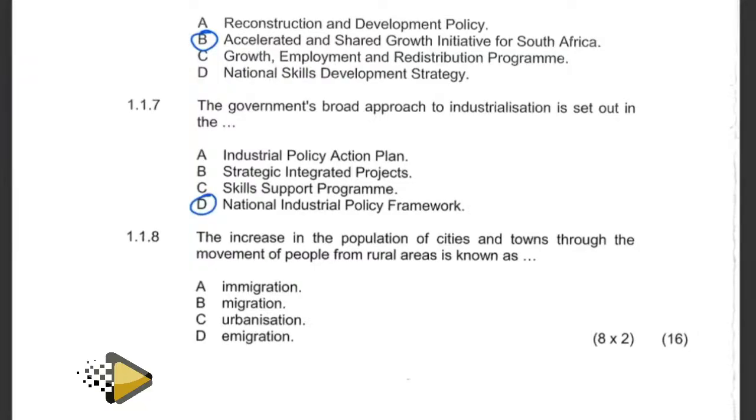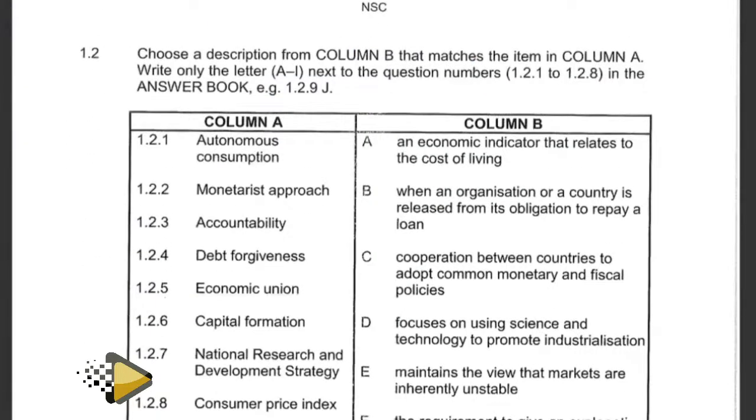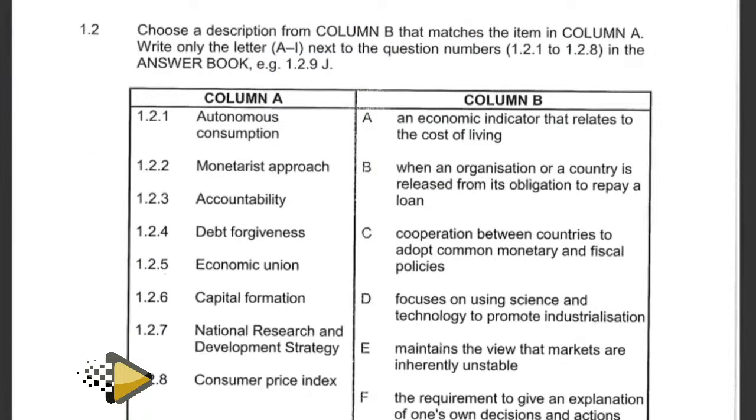Okay, right. So now let's move on to 1.1.8. 1.1.8 reads as follows. The increase in the population of cities and towns through the movement of people from rural areas is known as urbanization. So in this regard, our appropriate answer is going to be C. Okay, so now at this juncture, we are done with 1.1. Then we are landing on 1.2. So our 1.2 reads as follows.